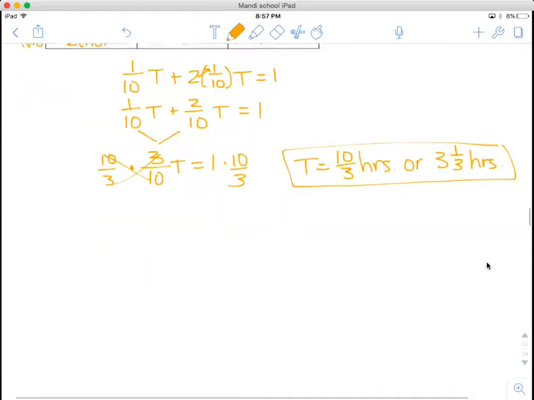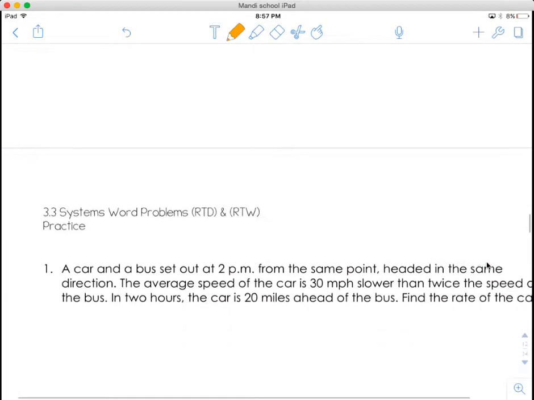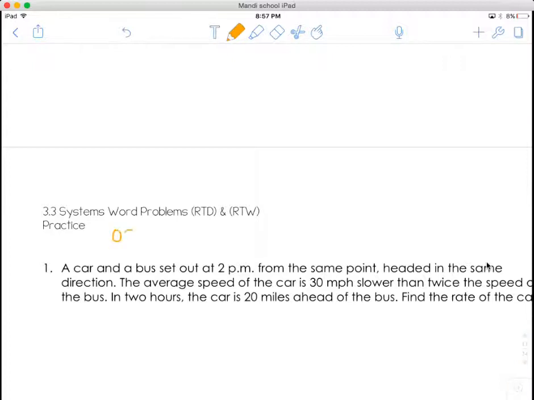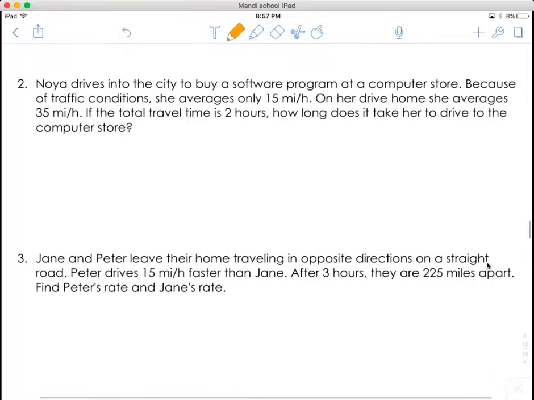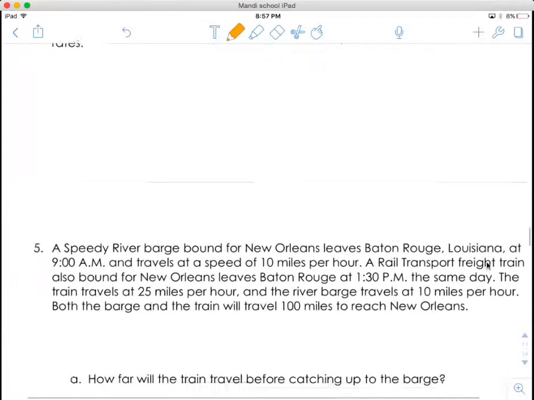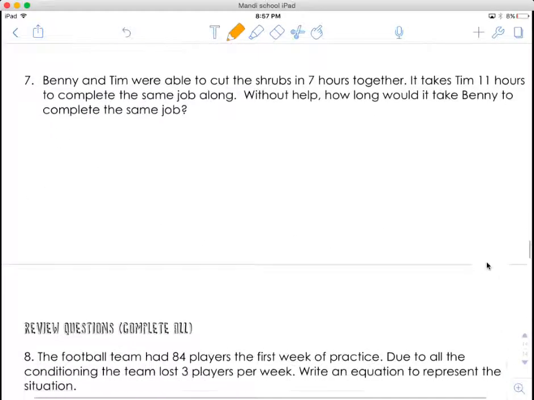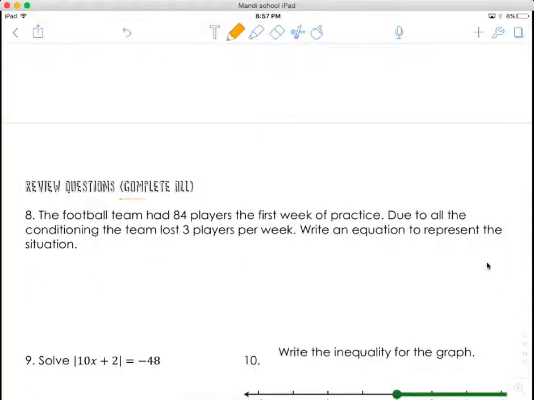Okay, so that wraps it up for rate times time equals work. So remember, you're going to do the odd problems. I do want you to draw diagrams, and I want you to set up a chart. So we want diagrams and the chart, because both of those will help you in answering these. And then when you get down to, looks like we have Noya driving into the city again. Then once we get down to the review problems, as always, you want to complete all of those because we want to go back and make sure that we are answering all those questions on our next assessment well.